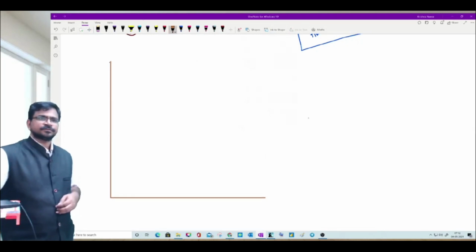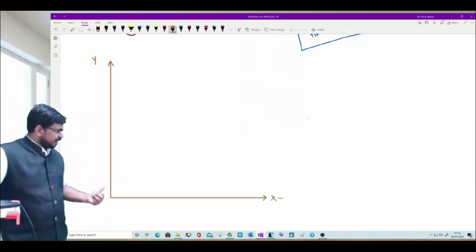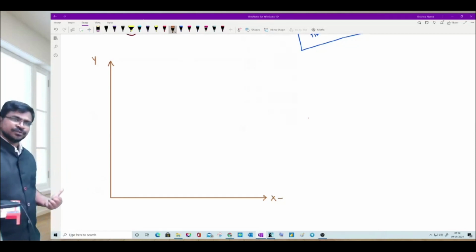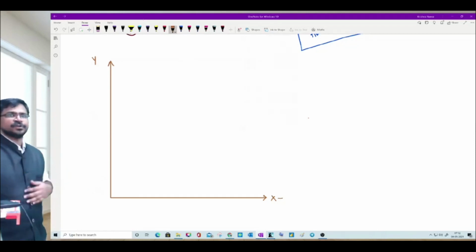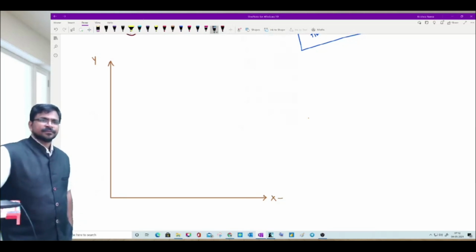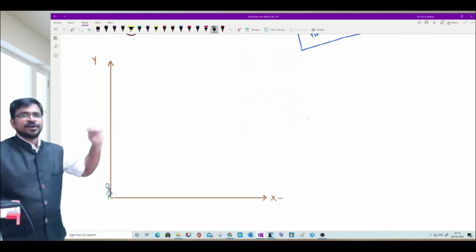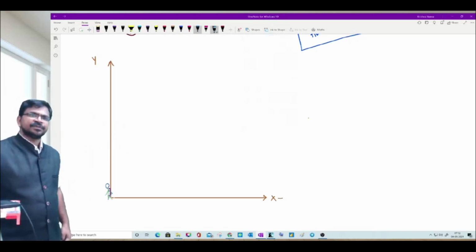Now, y-axis and this is x-axis, y and x. And here at origin, let us assume the observer is located, your favorite body. And your favorite object is located at a point, similar to the earlier case. What is that? Your favorite object.